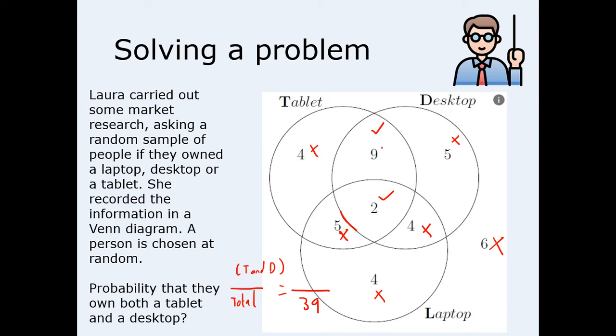Okay, so if we just have a look, that's 9 and 2. So there are 11 out of 39 people. So the probability of choosing someone with a tablet and a desktop is 11 over 39. Okay, so it's maybe a bit more complicated where you've got three circles overlapping, but just remember, it's really this section here. It's the overlap of the two circles that we're interested in. Okay, and don't be distracted by the fact there's a laptop down here that we're not asked about.